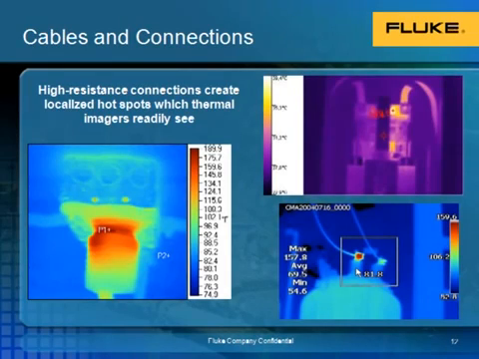Cables and connections offer more of the same. You can imagine trying to spot these various issues with the naked eye. You'd never be able to pick up on this kind of heat signature, but the thermal imager makes it very simple. In this case, we see a high resistance connection which creates a localized hotspot.